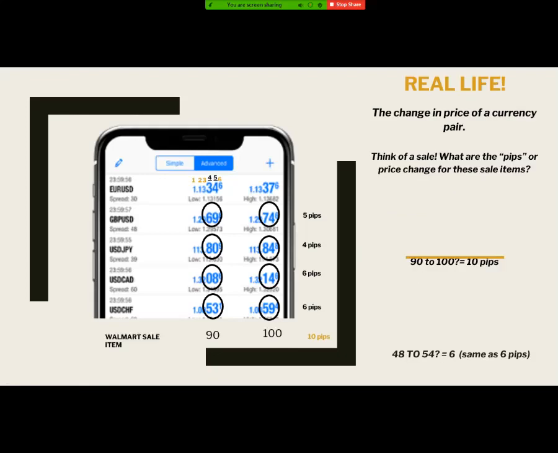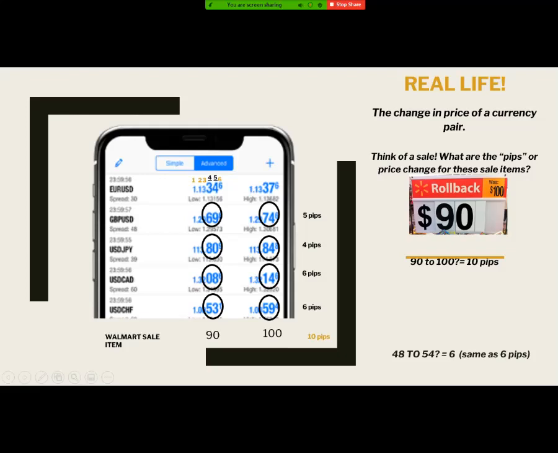So you know what it looks like on your phone, but I want to break it down even more. All right. Because again, your pips are the price change of a currency. So when there's a price change, think of a sale, right? Because we buy and we sell in this market. Think of a sale. Pips are the same thing as a price change. So what are the pips for these sale options? You got this item. We know about them rollbacks. It was $100. Now it's $90. So let's put it over here. Walmart sale item. Y'all see it at the bottom?